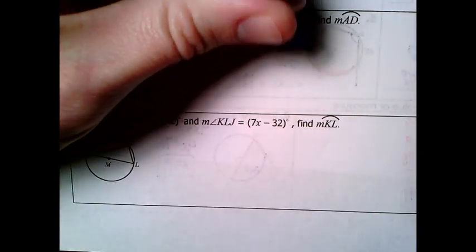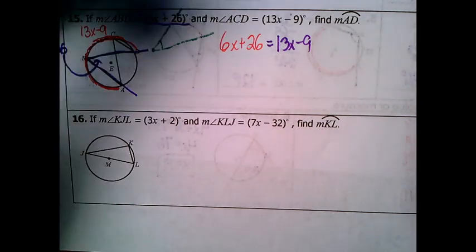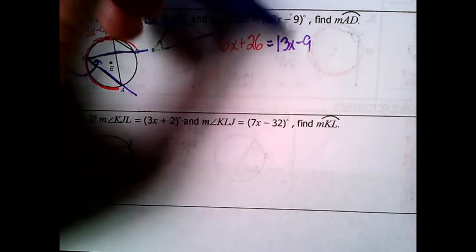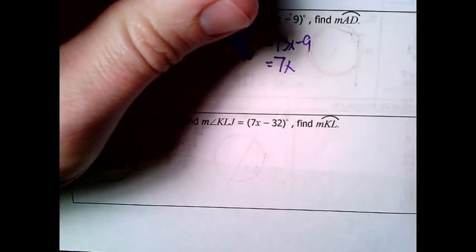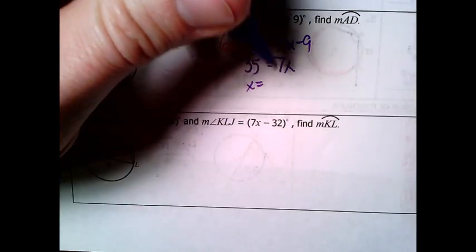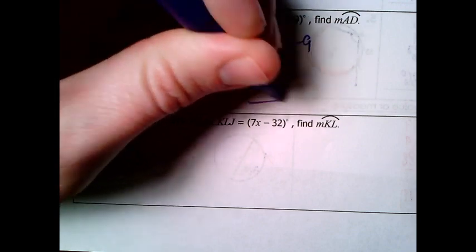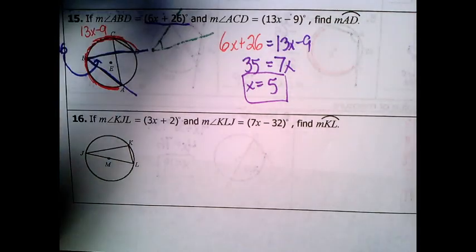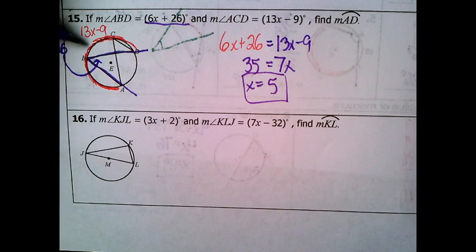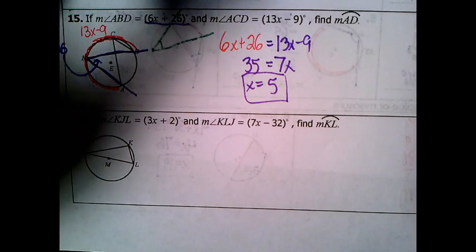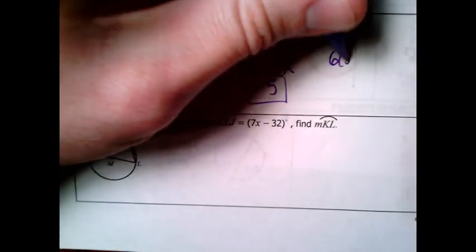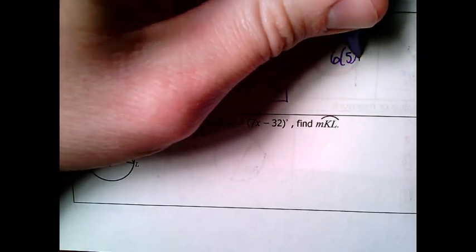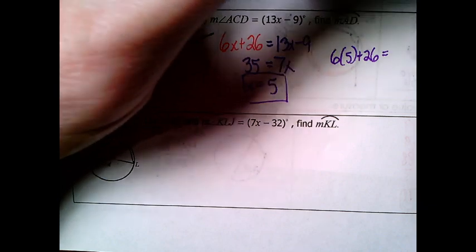But anyway, when I subtract, that gives me 7x. If I add 9, it gives me 35. So x equals 5. I'm going to plug that in for ABD. So I'm going to plug it into this one. 6 times 5 plus 26 equals 56. Okay.